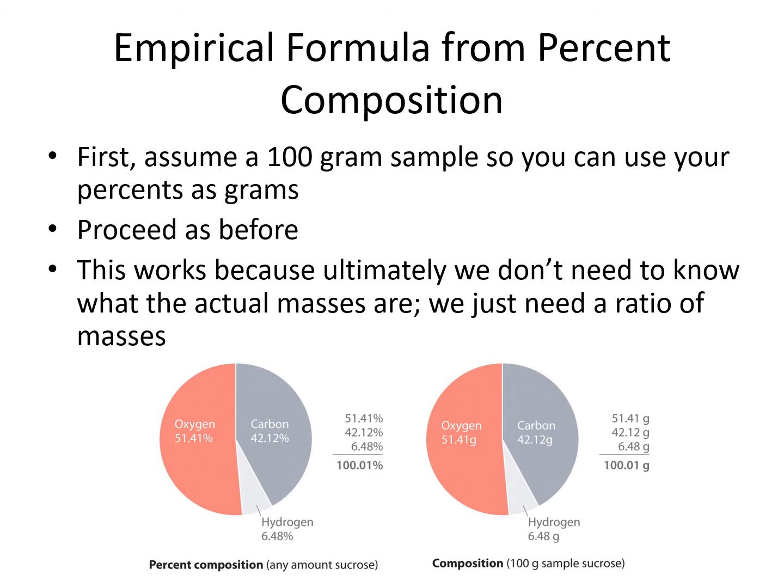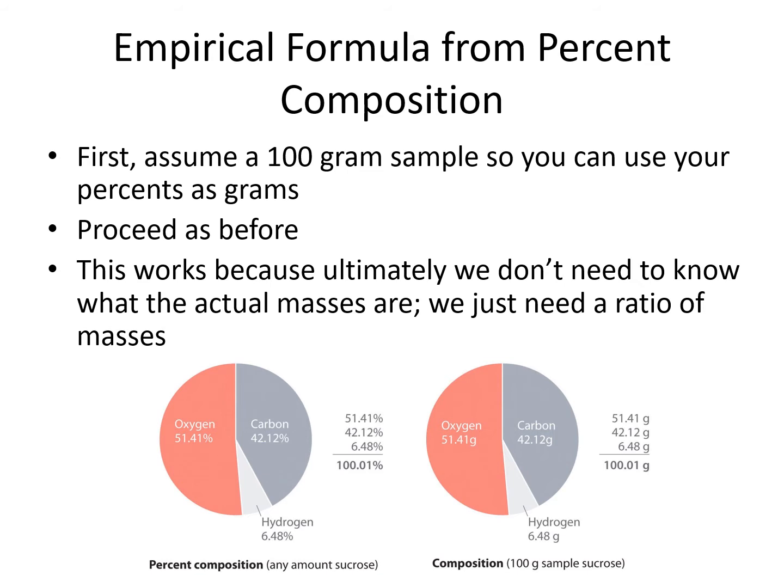What we're doing here is we're going to assume that we have a 100-gram sample. We're basically pretending that we have 100 grams, even if we know that we don't, because by doing this assumption, it makes our math a lot easier. Let's say we had 100 grams of a particular compound containing oxygen, carbon, and hydrogen. And we found that the percent composition of oxygen in that compound was 51.41%. So 51.41% of 100 grams would be 51.41 grams.